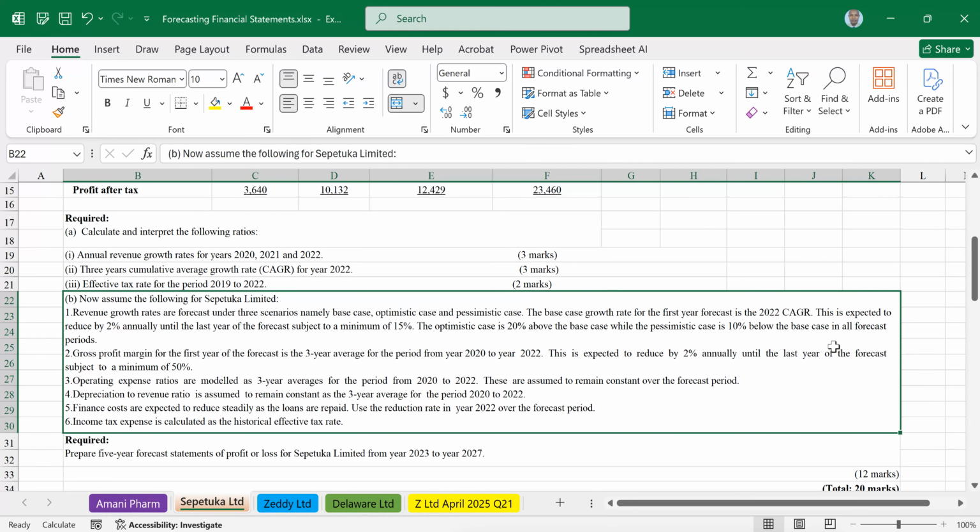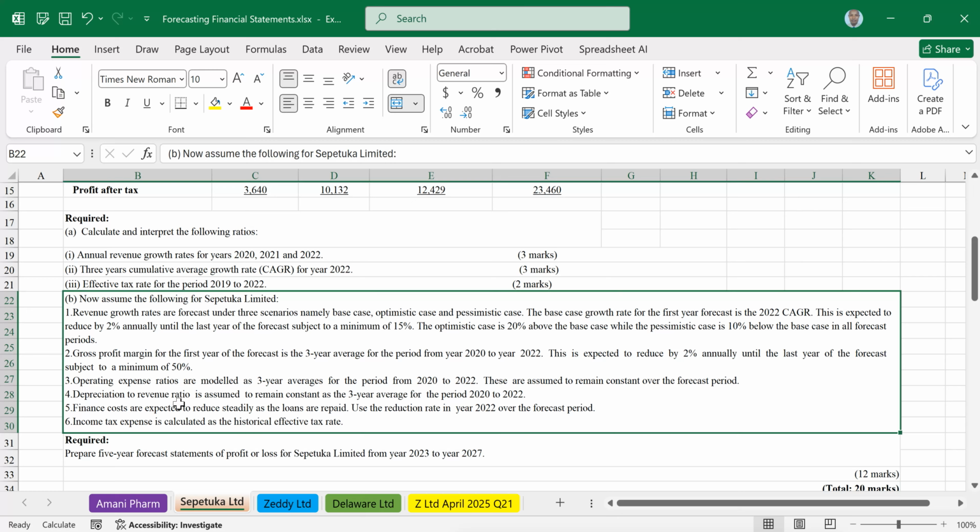all forecast periods. Number 2, gross profit margin for the first year of forecast is the 3-year average for the period from the year 2020 to 2022, and is expected to reduce by 2% annually until the last year of forecast, subject to a minimum of 50%. Operating expense ratios are modeled as a 3-year average for the period from 2020 to 2022. These are assumed to remain constant over the forecast period.